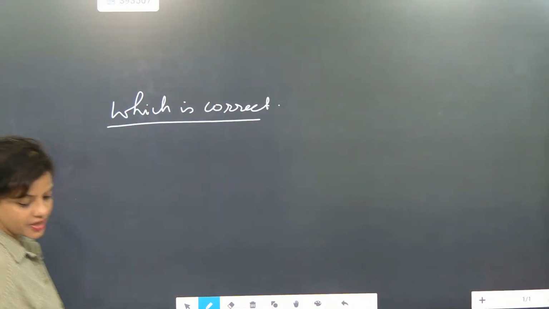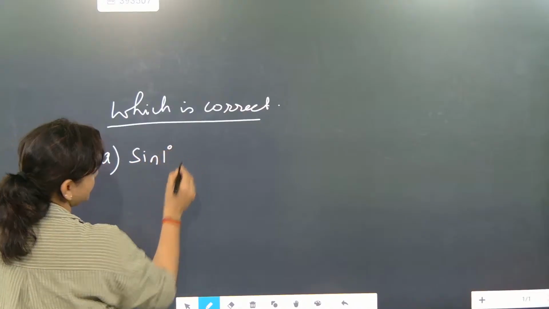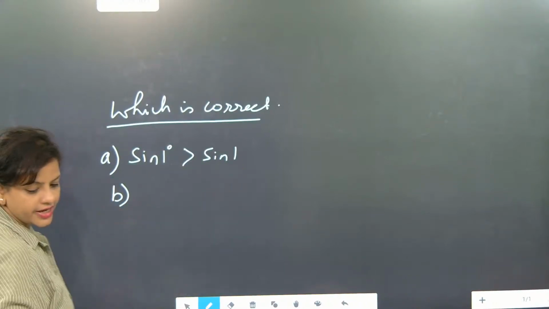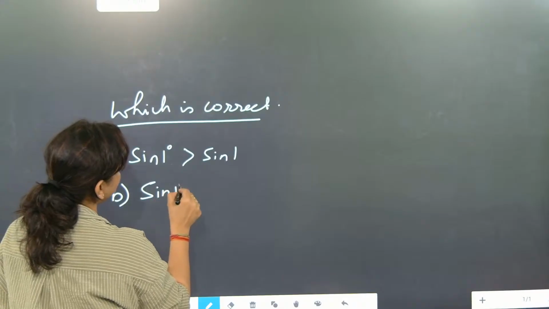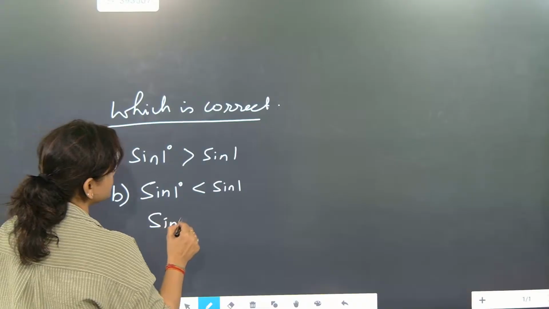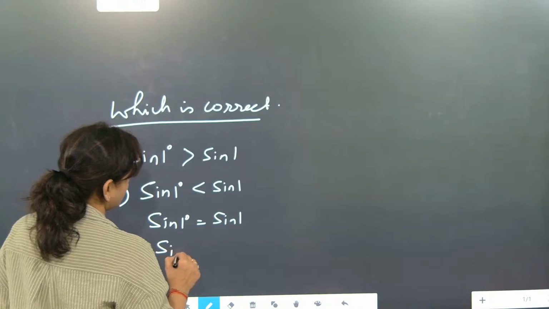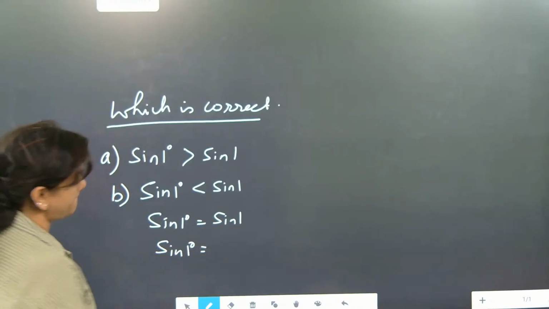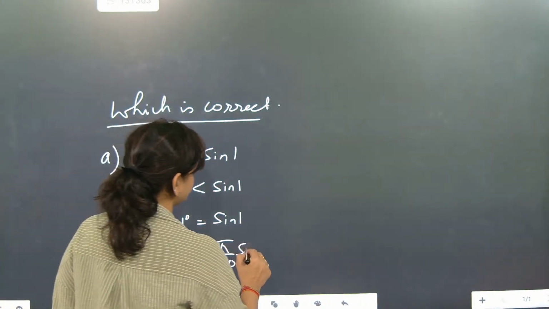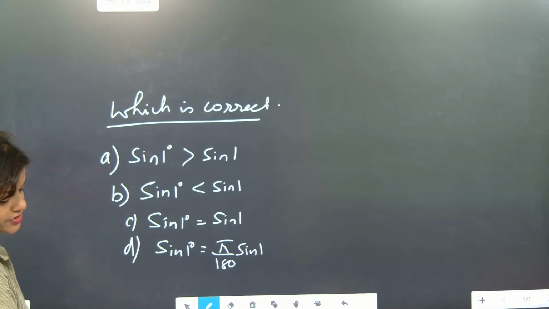So now look here, which is correct. Rudra, you just tell me, beta. Sine 1 degree is greater than sine 1. Is this correct? Second one is sine 1 degree is less than sine 1. Next one is sine 1 degree is equal to sine 1. Next one, sine 1 degree is equal to pi by 180 sine 1. But think very particularly and then answer the question.